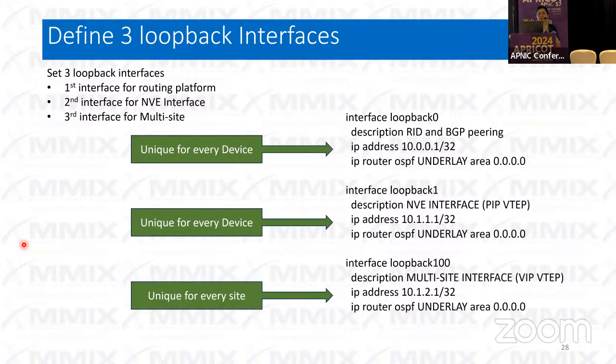For the first and second loopback interfaces, they must be unique for every device. I have three switches, so I need three loopback interfaces. The third interface is for the site, so it must be unique for each site. I have only two sites, Yangon and Mandalay, so I need two loopback interfaces. In the previous diagram, switch 1 and switch 2 will use the same IP address for that loopback, and switch 3 will use another loopback interface.